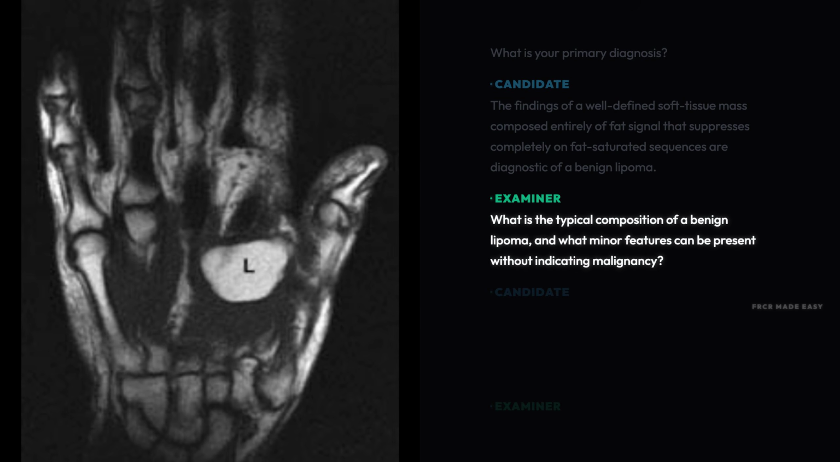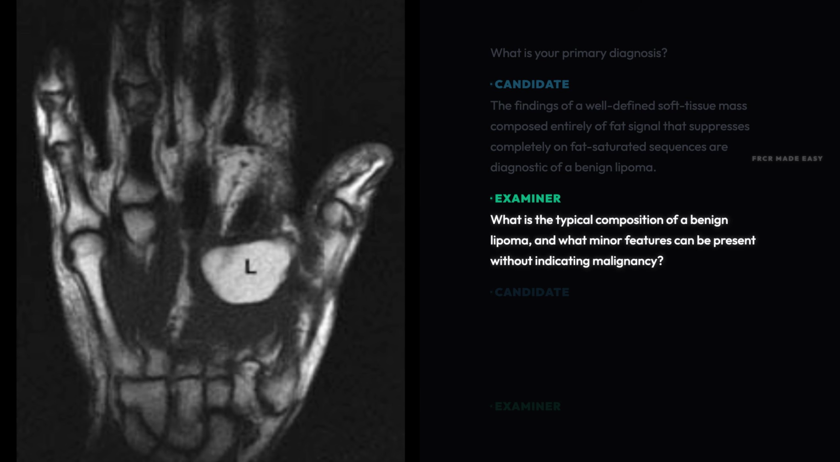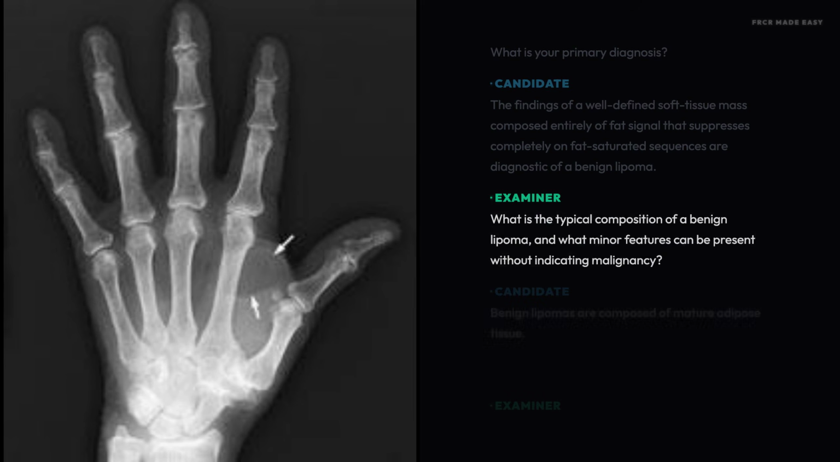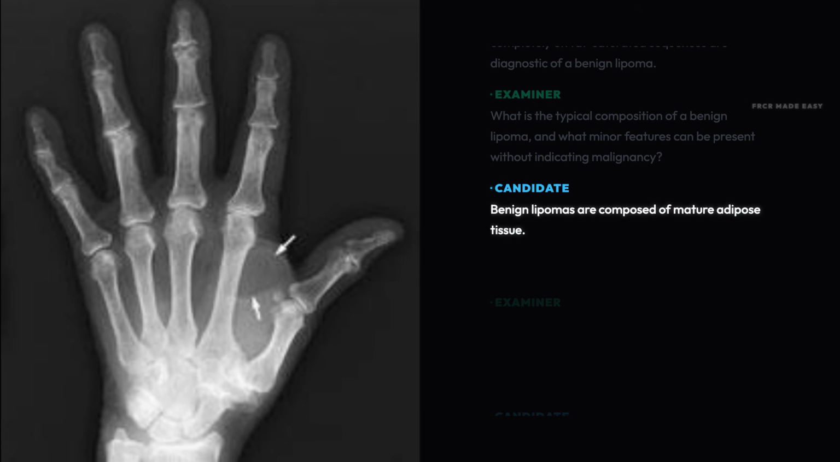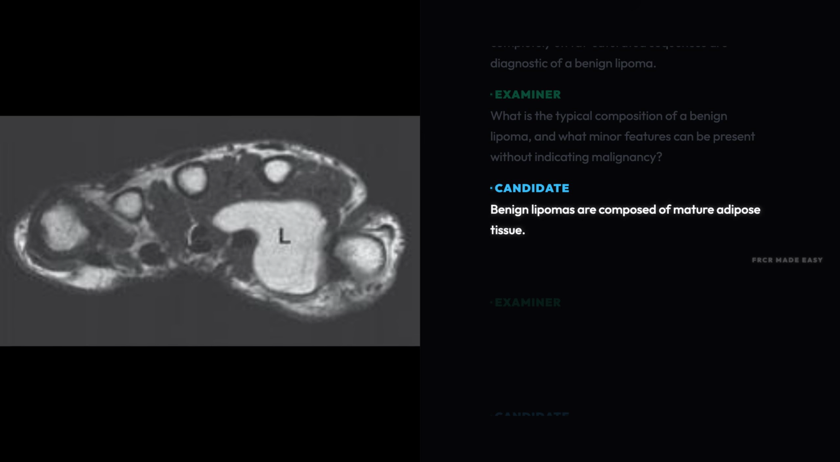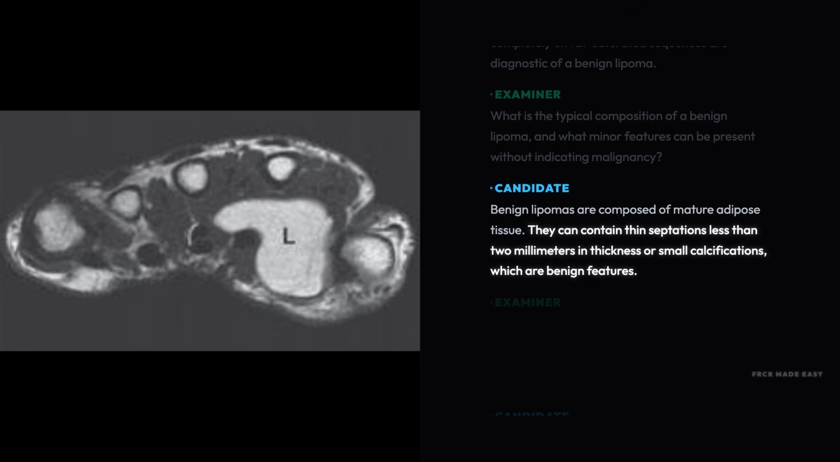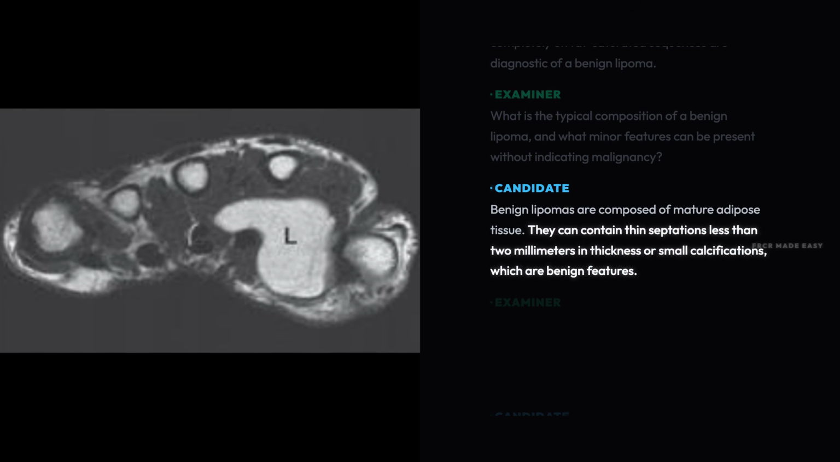What is the typical composition of a benign lipoma, and what minor features can be present without indicating malignancy? Benign lipomas are composed of mature adipose tissue. They can contain thin septations less than 2 millimeters in thickness or small calcifications, which are benign features.